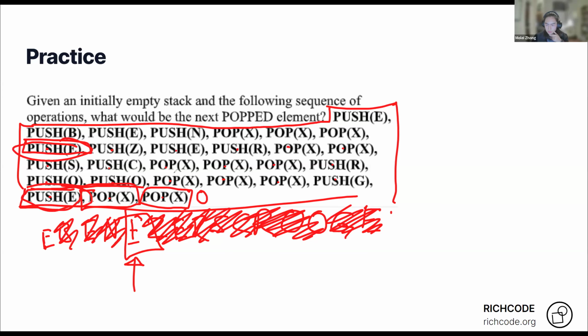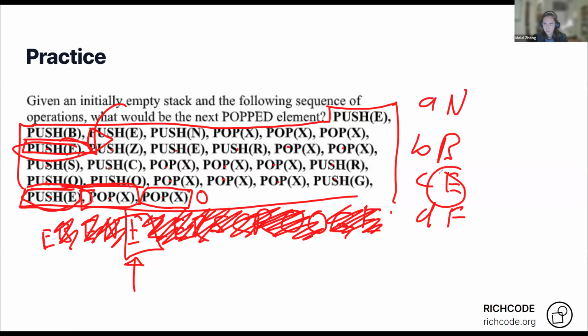The answer is the first E. Well, yeah, when the ACSL asks you what letter gets popped, it'll just give you a set of answer choices, A, B, C and D, and they'll just have different letters. So like N, B, E, or F or whatever. You don't have to point out exactly which one got popped. You just have to be able to give the letter.